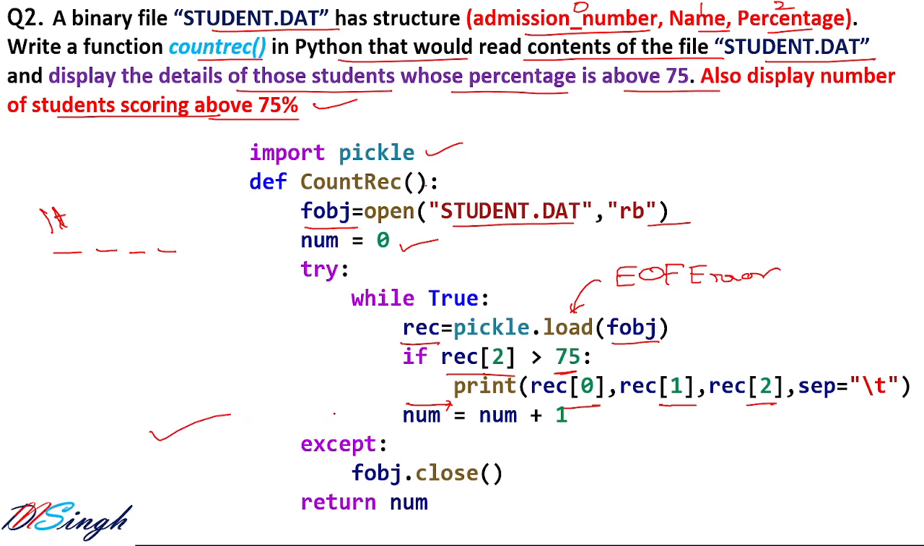Moving ahead to the next question, and obviously return or display the number of how many students have scored more than 75. You can return or display it here. If you want to display, nothing you need to do, just replace the return statement with a print statement, print num.